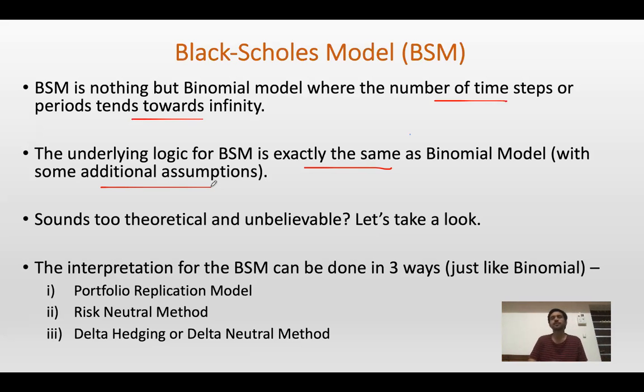It probably might look a little too theoretical and unbelievable. I can just say that when the number of periods in binomial tends towards infinity, we approach Black-Scholes. It's easy to say that, but of course it's very difficult for you to imagine an infinite period binomial, right? So I'll just show something to you, and I'm showing this without even giving you the formula of the Black-Scholes model, and that is completely fine.